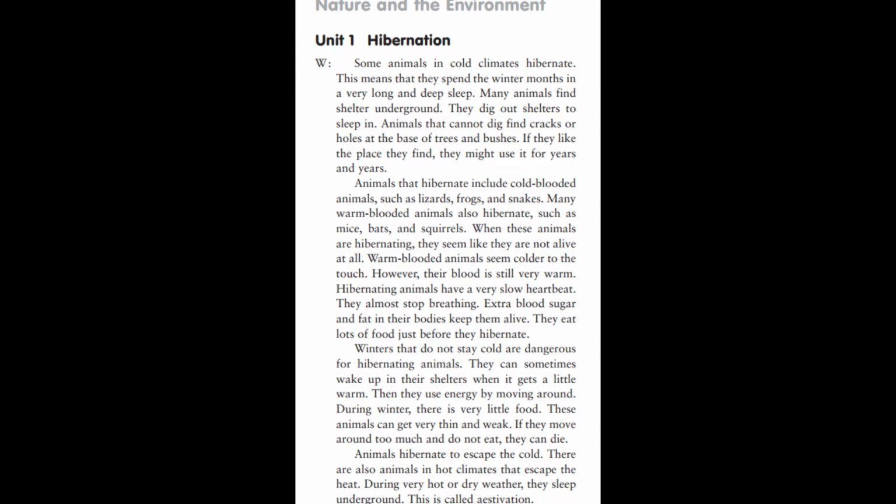Nature and the environment. Unit 1. Hibernation. Some animals in cold climates hibernate. This means that they spend the winter months in a very long and deep sleep.